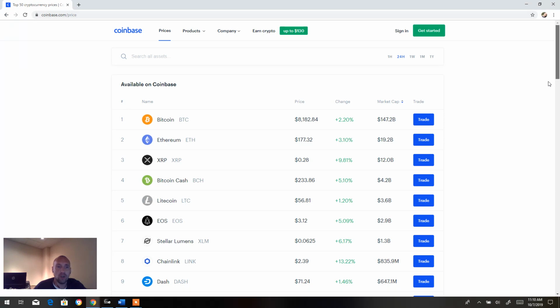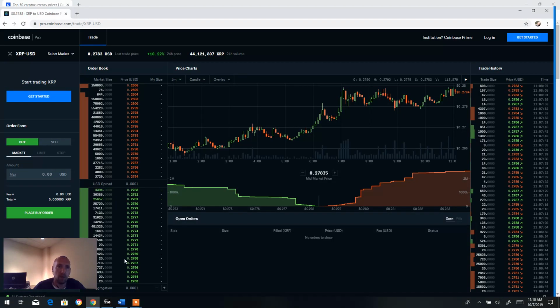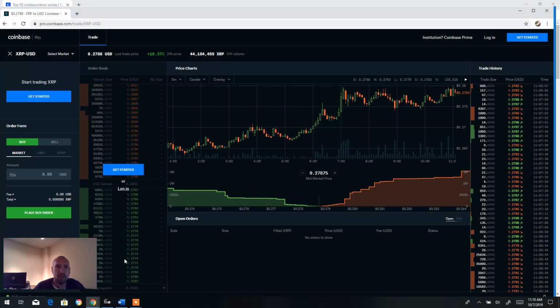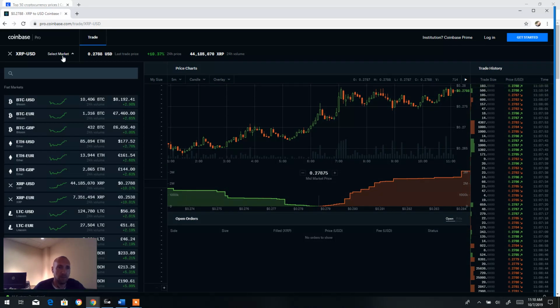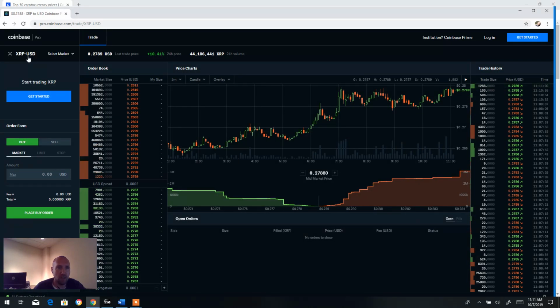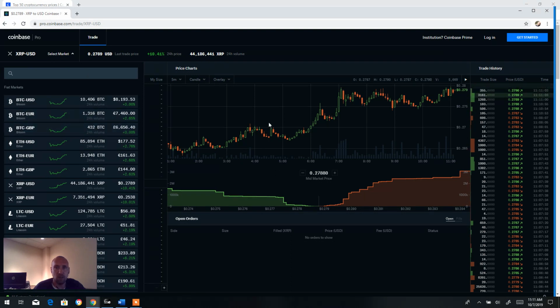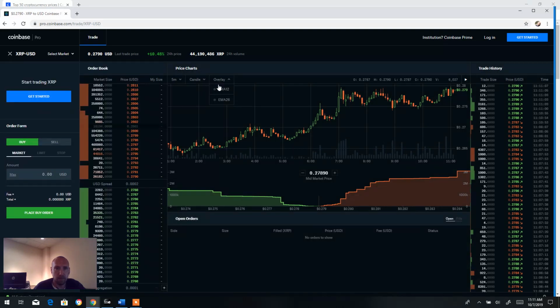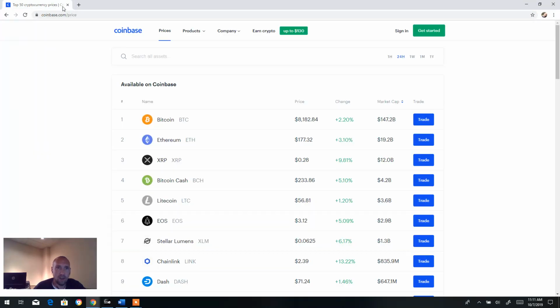Okay, and then after you buy your coins, you can transfer them over to Coinbase Pro, and this is where you have all the charts and all the different markets that you can trade, and it's just like stocks. You look for the patterns, follow the volume, use the trade line, same exact concept. But guys, you have to go to Coinbase and open up an account.